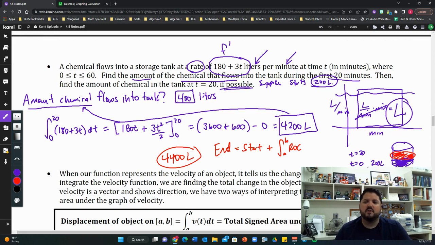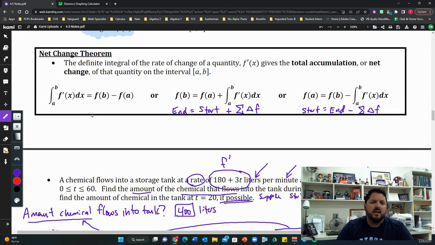So just be on the lookout for these. When you see problems that provide you with a rate of change and either a start or an end value, then that is a net change problem, and we want to set it up using one of these forms. Now, again, the first one is just our standard fundamental theorem of calculus. So for net change, it's actually going to be a choice between these two options, and it's just a matter of, are we looking for an end value at the end of an interval, or are we trying to work backwards and figure out what I started with at the beginning of the interval?